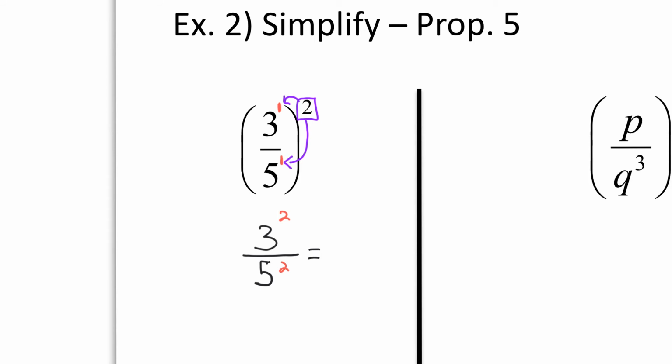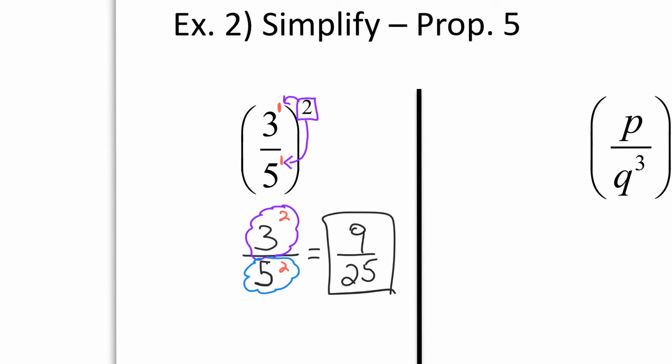On the top, 3 squared. I'm going to simplify 3 squared. That's going to be 9. 3 times 3 is 9. And on the bottom, 5 squared is 25. So my answer is 9 over 25. It's a very good idea to check if you can simplify the fraction. 9 over 25, you cannot reduce, you cannot simplify. So we got the answer.